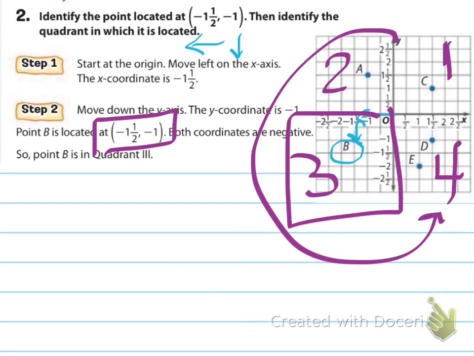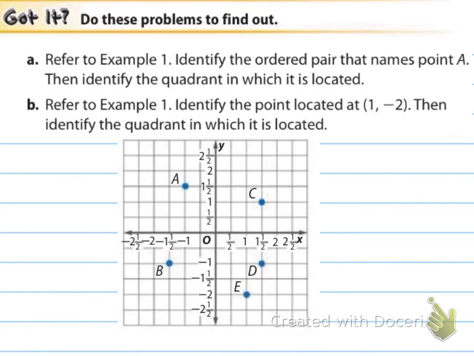Okay, all right. So now I'm going to have you work on this one on your own paper. If you want to copy down the graph, you can, or cut it out of your book. That's fine too, or just look at the picture. And we're going to do A and B. When you come back, we'll go over the answers.